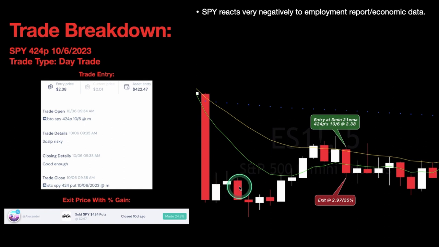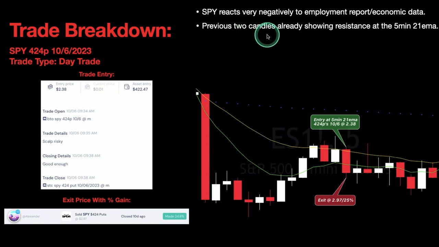And then after the first hour, the market will sometimes try to brush it off or create a new trend. It just depends. So you can see the previous two candles were already showing resistance at the 5 minute 21 EMA. So this is our entry at the 5 minute 21 EMA, 424 puts, 10-6 at 2.38. This is our exit at 2.97 or 25%.